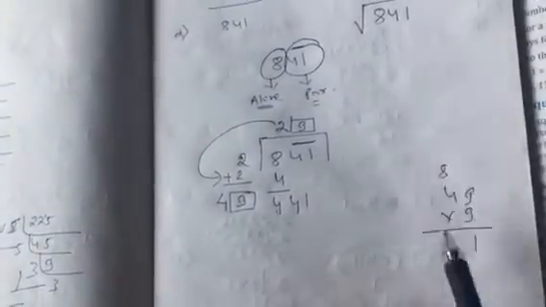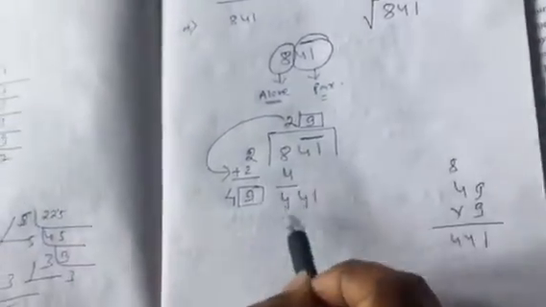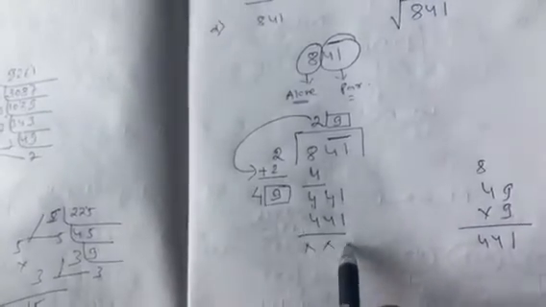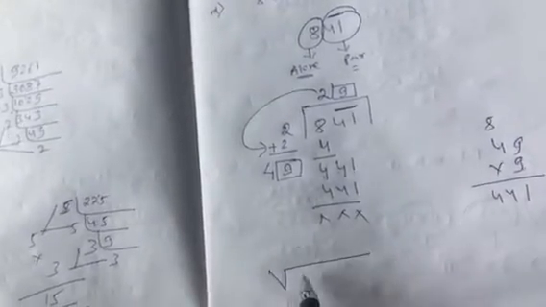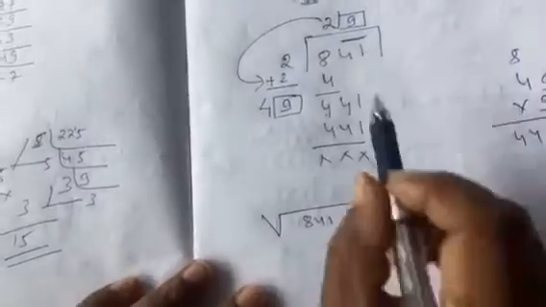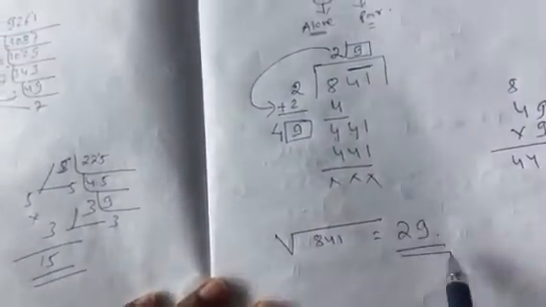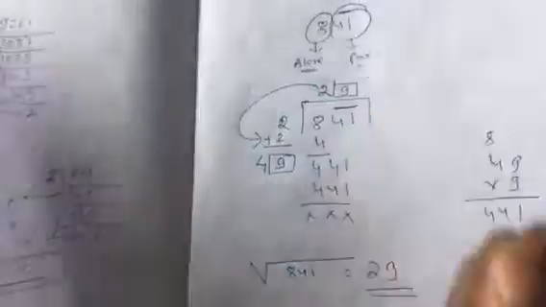9 4s are 36, plus 8 is 44. So if you see, it is 441 and it has totally been solved. So therefore, the square root of 841 comes to 29. This is the way to solve the square root by the long division method.